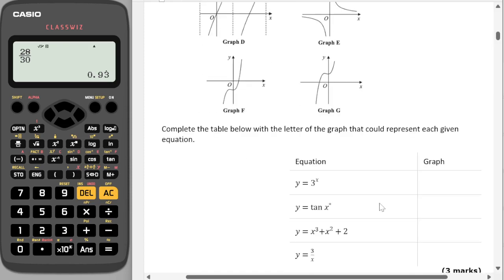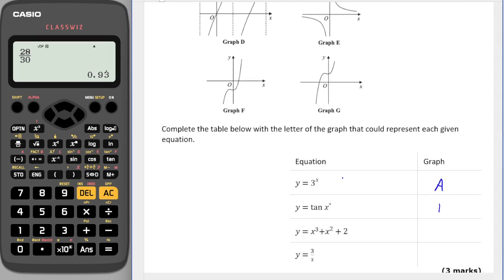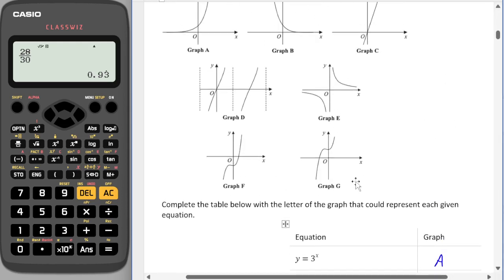So I said the exponential was graph A. I said that graph D was the tan graph. So a cubic, and we've got 2 cubics to pick from. If we think when x is 0, we would have a y-intercept of 2, so we need a positive y-intercept, so that has to be graph G. I didn't write for some reason. And then that's my reciprocal graph, which was graph E.